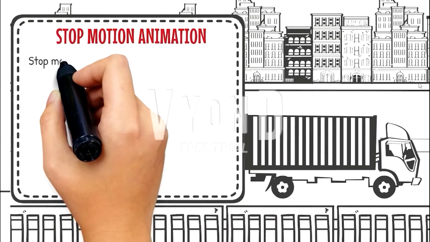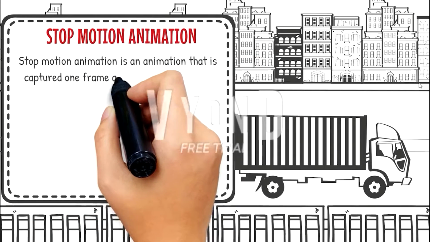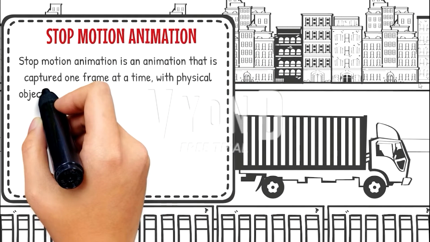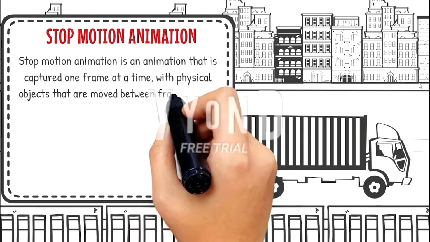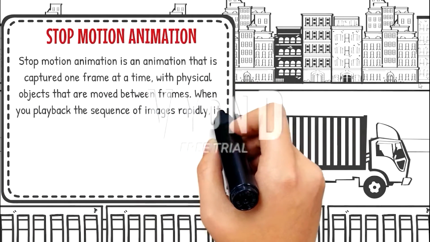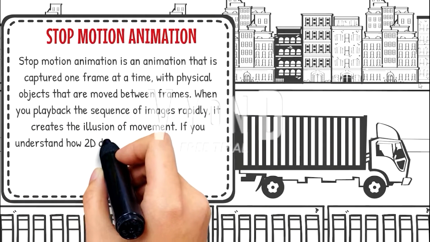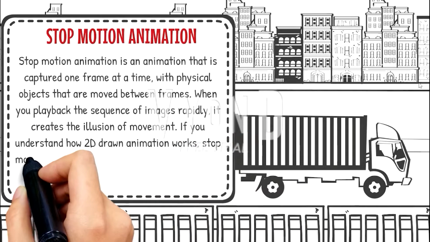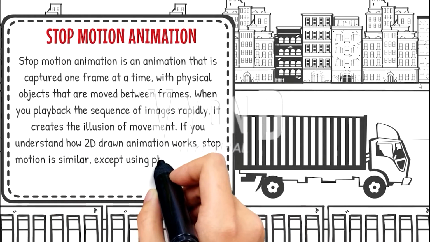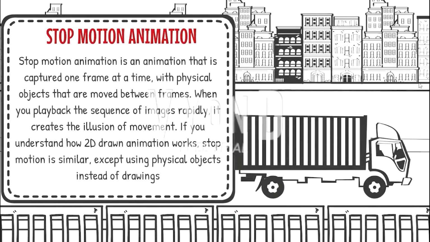Stop-motion animation. Stop-motion animation is animation that is captured one frame at a time, with physical objects that are moved between frames. When you play back the sequence of images rapidly, it creates the illusion of movement. If you understand how 2D drawn animation works, stop animation is similar, except using physical objects instead of drawings.